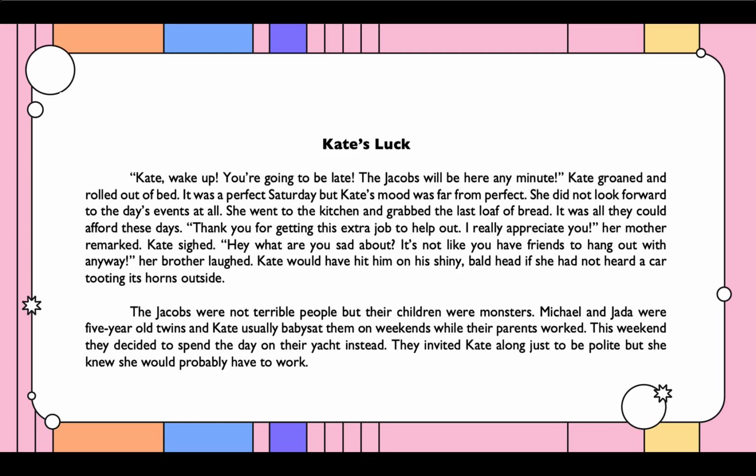So it begins. Kit, wake up. You're going to be late. The Jacobs will be here any minute. Kit groaned and rolled out of bed. It was a perfect Saturday, but Kit's mood was far from perfect. She did not look forward to the day's events at all. She went to the kitchen and grabbed the last loaf of bread. It was all they could afford these days.